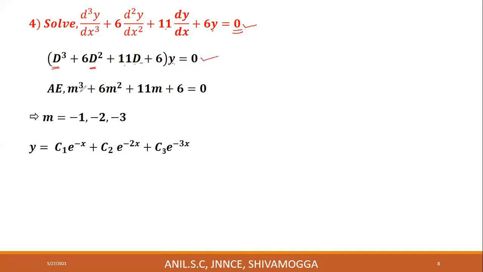Now let's construct the auxiliary equation. Just replace D by m in this f of D. This takes the form f of D into y is equal to 0. This part is f of D, a function of D. Now replace D by m in this f of D and equate it to 0. The resultant is called the auxiliary equation. D cube is m cube, plus 6 D square is 6m square, plus 11 D is 11m, plus 6 is equal to 0. This is what we call the auxiliary equation.